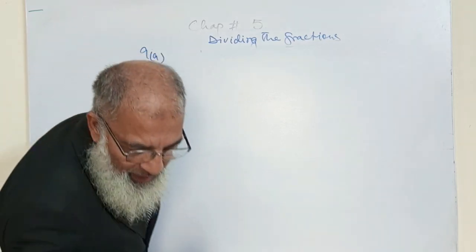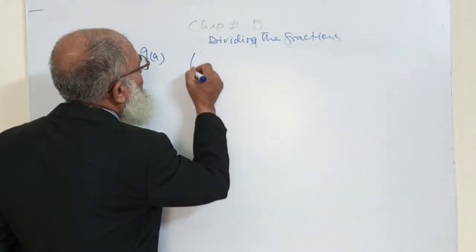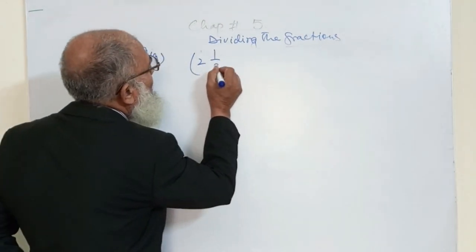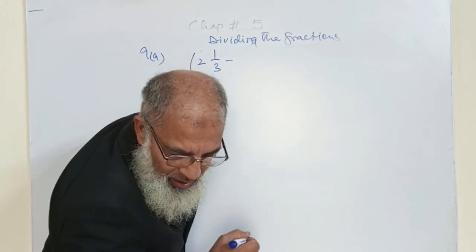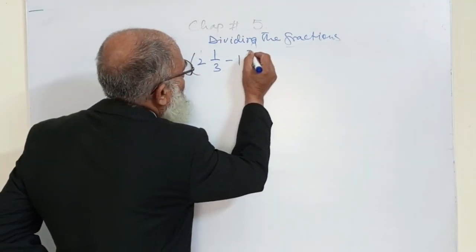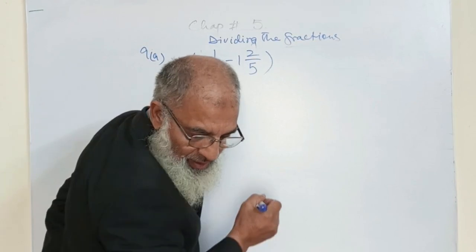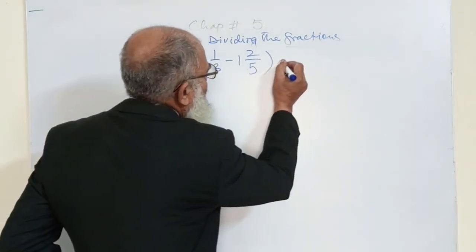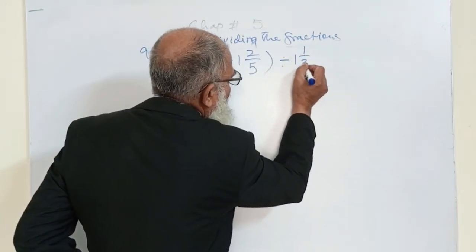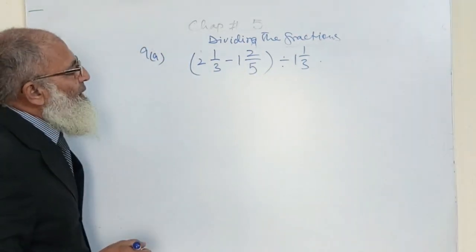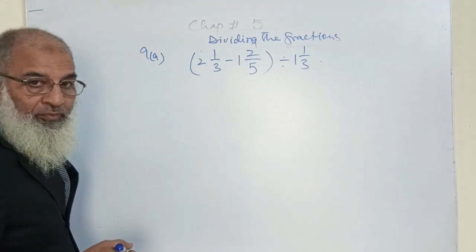Question number 9 part A, which is enclosed in brackets: 2 1 upon 3 minus 1 2 upon 5, bracket closed, divided by 1 1 upon 3. Now this is the question over here. It is a very simple and easy question.